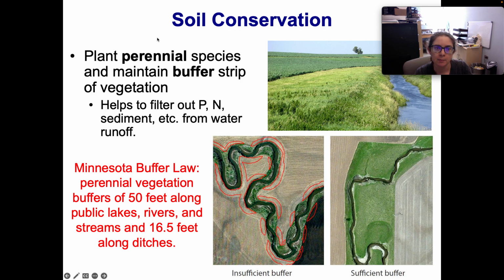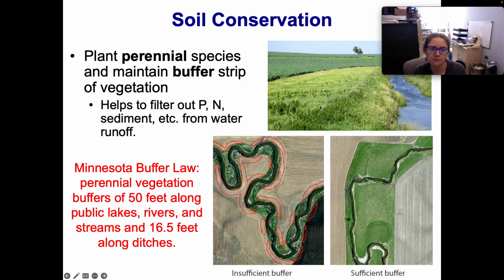So we can plant perennial species, which are species that live from one year to the next. They don't die off every year. They keep growing. So trees are a prime example of perennial species. There might be bushes and grasses and other things that are perennial that might also be helpful, depending on the type of area you live in. So if we plant these species, or if it's an area that already has them, not to remove them, and you have this buffer strip along the stream.